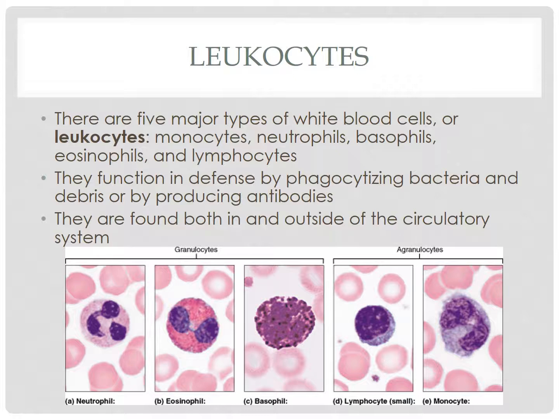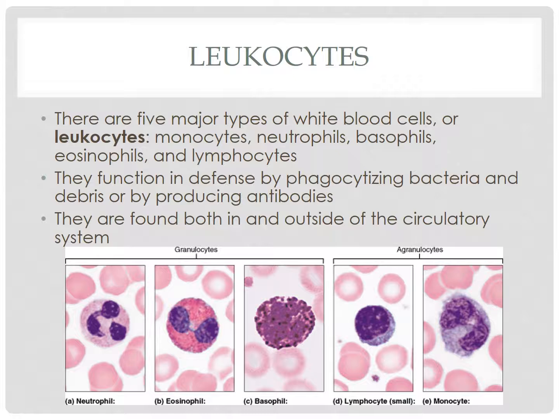Here we see the 5 main types of our leukocytes. We're going to look at these a lot more in depth when we get into chapter 43. But you have your monocytes, you have your neutrophils, your basophils, your eosinophils, and of course your lymphocytes. Their main job is to function with phagocytizing bacteria, so they go through phagocytosis and engulf this bacteria or various debris, and then they can also produce antibodies which will help to attack different pathogens.